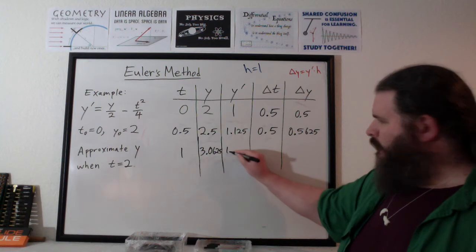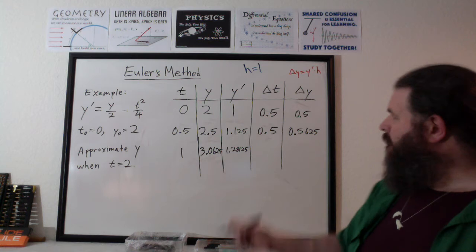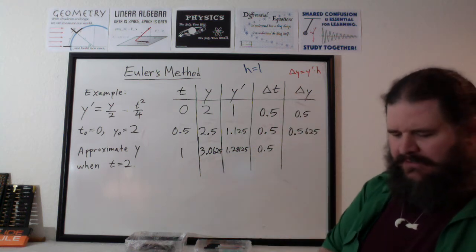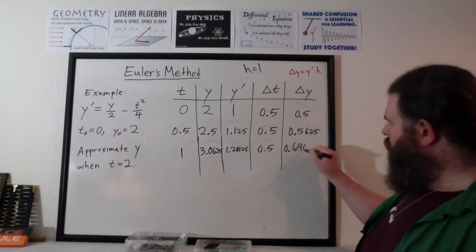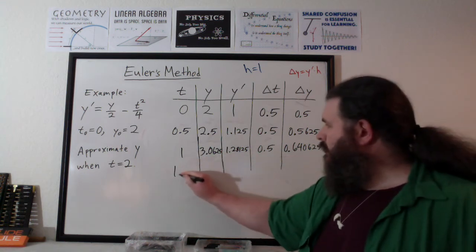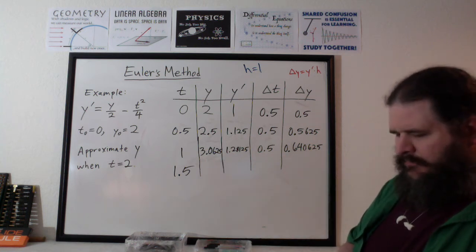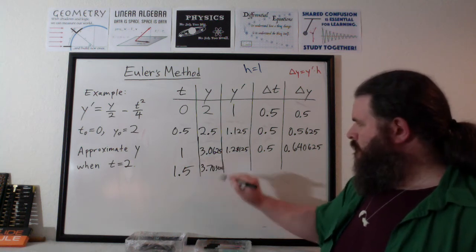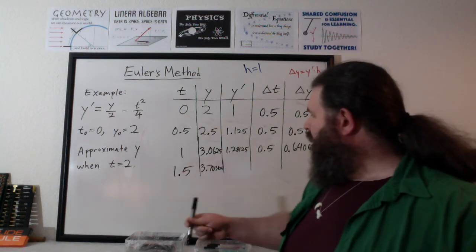And I'm getting about 1.28125. At some point you just need to round off, but I think we can preserve a little accuracy for now. Delta t is still 0.5. Multiply y prime times delta t again to get our delta y, about 0.64. And then add t plus delta t to get our new t value. Add y plus delta y to get our new y value. And then use the differential equation again. Substitute 1.5 for t, 3.703125 for y.